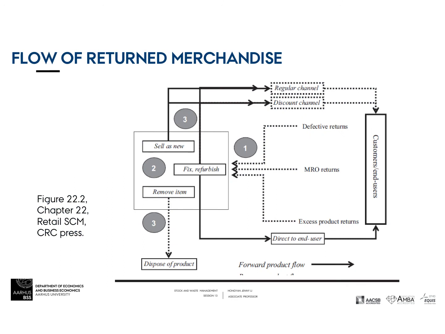So in this diagram, you can see the flow of returned merchandise. In this slide, we only focus on the product return process. You can see the returns will start from the customer or end users, and then they need to send these products back to the supplier or dealer or manufacturer for refurbish or fix or just return.